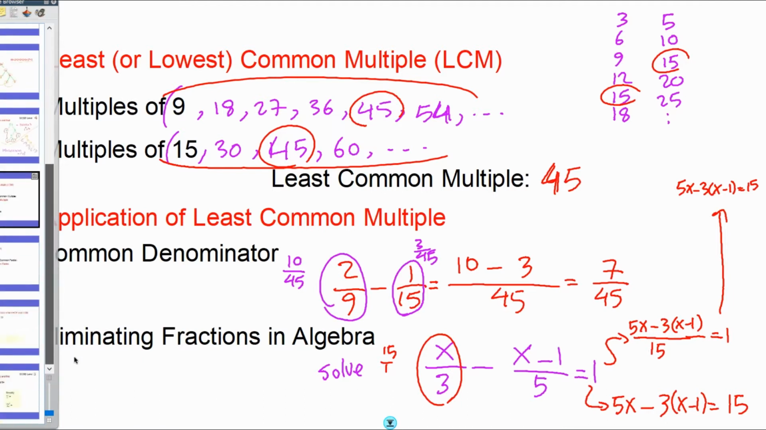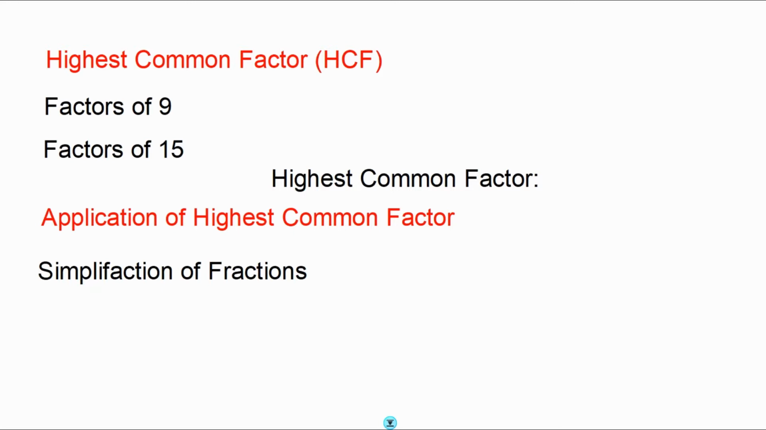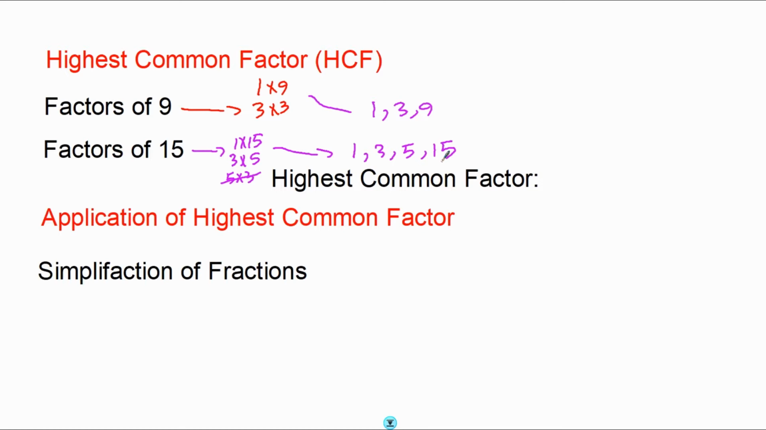So if you go to the next page, we are now looking at highest common factor. The factors of 9, I'm going to use the method 1 times 9, 2 times nothing gives 9, 3 times 3. And because that is a repeat, we stop at that point. So the factors of 9 are 1, 3, and 9. For 15, we have 1 times 15, 2 times nothing gives 15, but we have 3 times 5, and 4 again doesn't give 15, but 5 times 3, which is again a repeat, so we will avoid that. So the factors of 15 are 1, 3, 5, and 15. So in here, the highest common factor is 3.